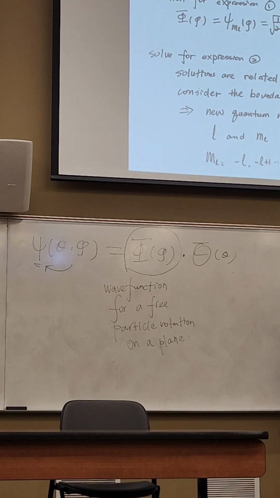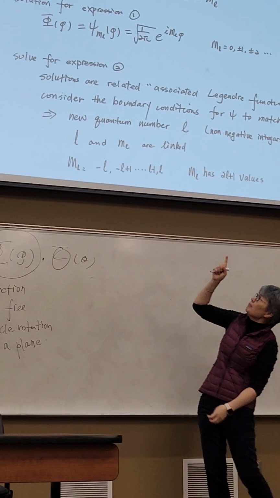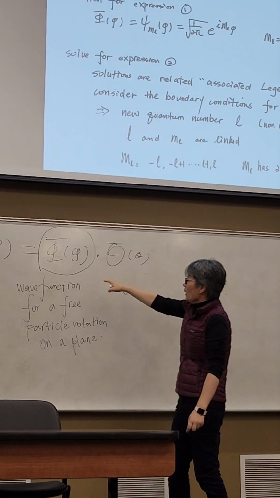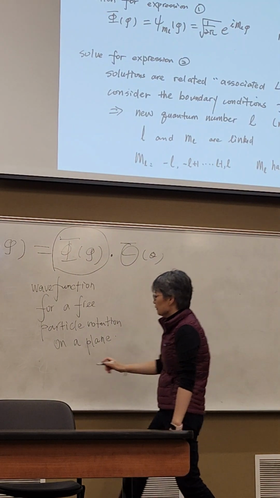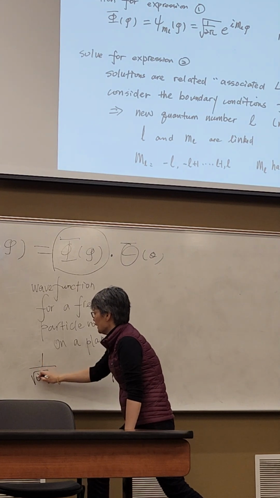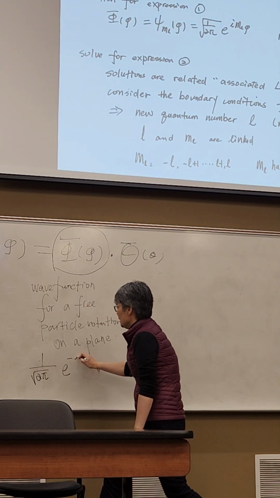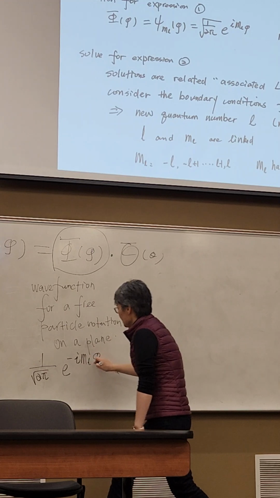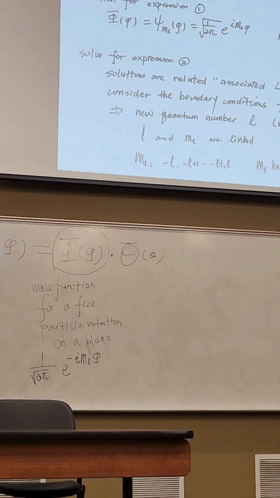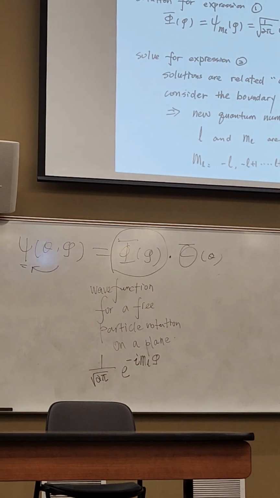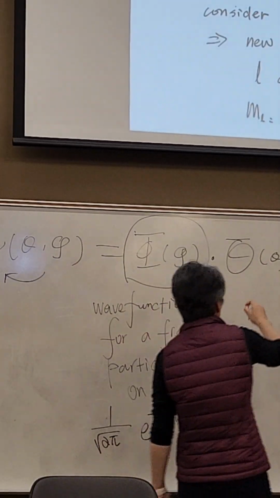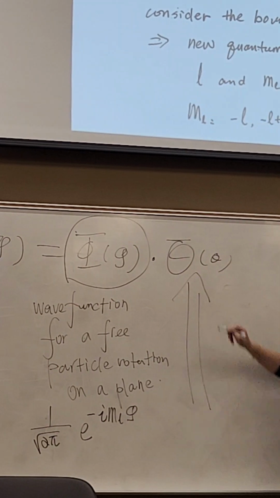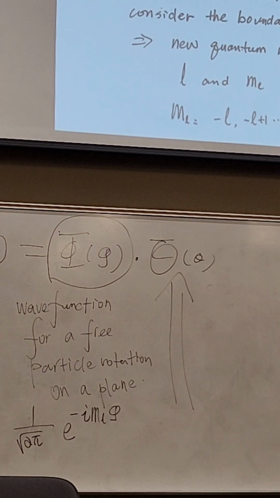So that is really the wave function solution for the rotation on the plane, as illustrated here. So therefore, we already know what the solution is. The wave function for the rotation on the plane has a normalization constant, then the complex exponential e raised to the negative i m sub l phi. And then we have a solution for the wave function related to the theta angle.